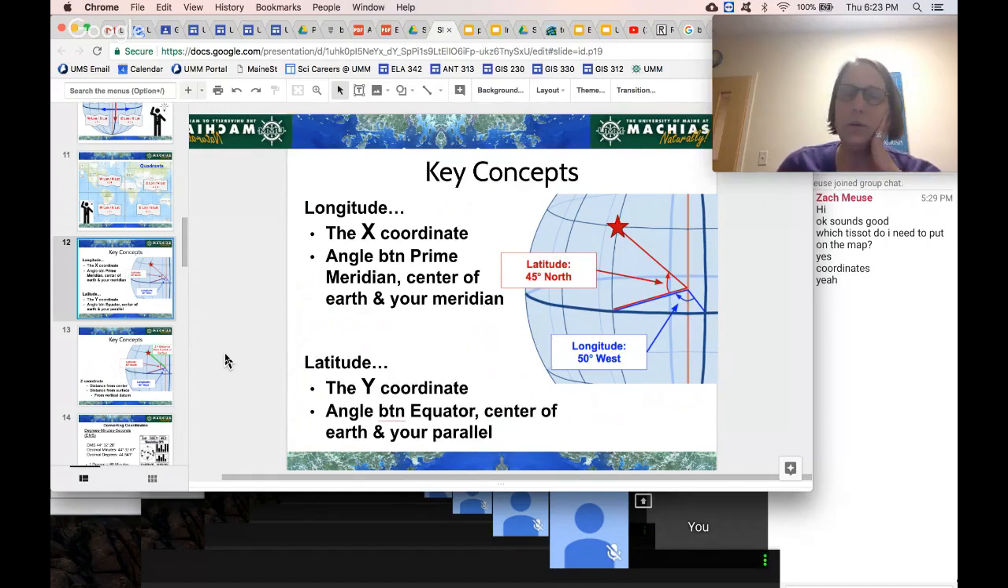So the longitude is the angle between the prime meridian, the center of the Earth, and your meridian, and latitude is the y coordinate and the angle between the equator, the center of the Earth, and your parallel.